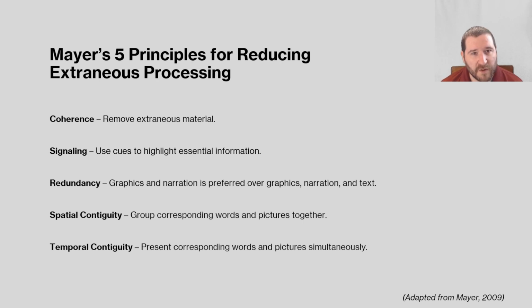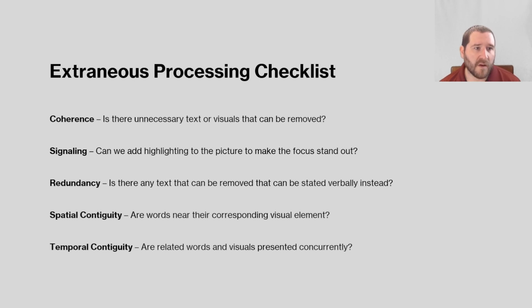Okay, so we're still going to use these ideas. We're not going to go over them again since we went over them last week, at least not in detail. We're just going to quickly remind everyone of our checklist, right? So when we're looking for extraneous processing, we're wondering, is there unnecessary text or visuals that can be removed? Are there things we can add highlighting to using signaling? Is there redundant information we can remove? And are there words that can be spaced better or timed better, essentially?